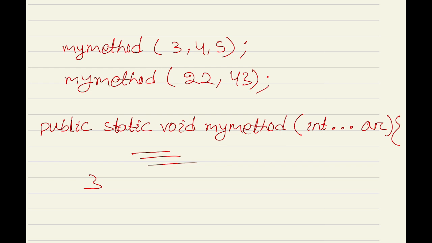So when we pass a variable number of arguments by invoking such a method, one array is created and the arguments are passed to this array. That means when we invoke the method in this way, my method 3, 4, 5, then one array is created and the values 3, 4, 5 are stored in the array. Similarly, when we invoke it in this way, my method 22, 43, then one array is created and the elements 22, 43 are stored in that array.